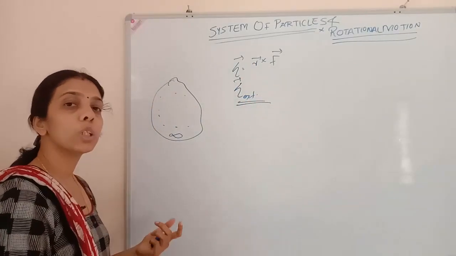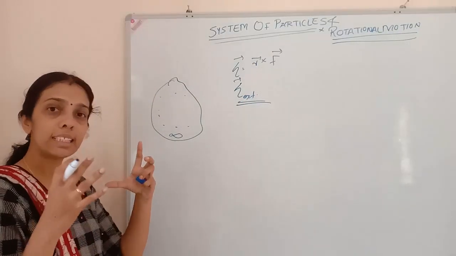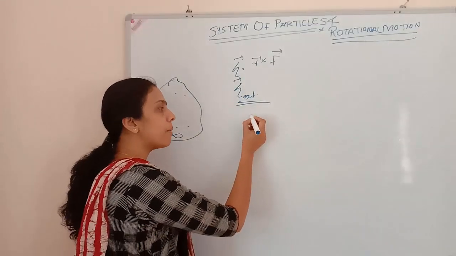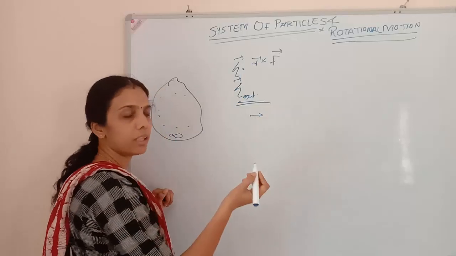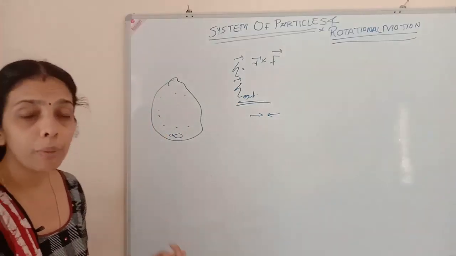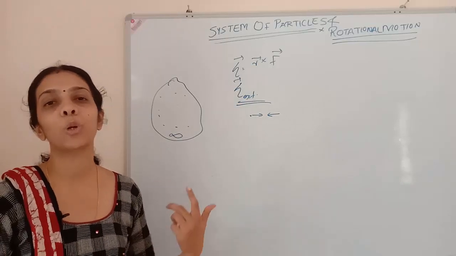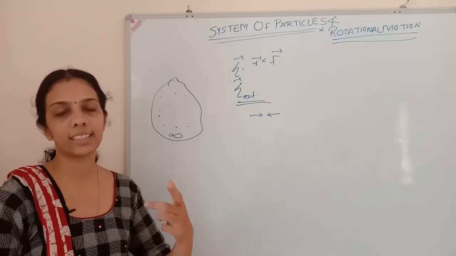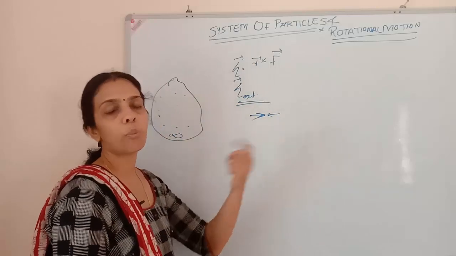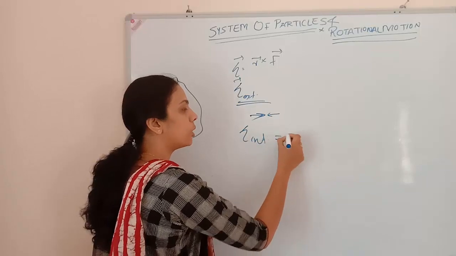What about the internal torque acting between the particles? There are many particles, isn't it? One particle will act with a force on another particle, and the other particle will act with an equal and opposite force in the opposite direction. So in total, what will happen? The net force will become equal to 0. The net torque acting on the system will be equal to 0, since the forces act along the same line and are opposite in direction. So the net internal torque acting on the system will be equal to 0.